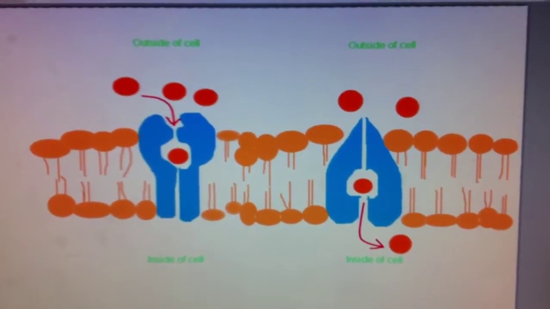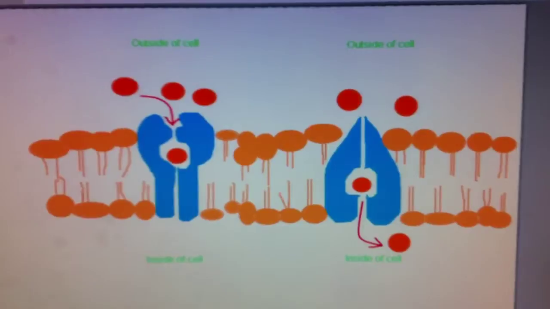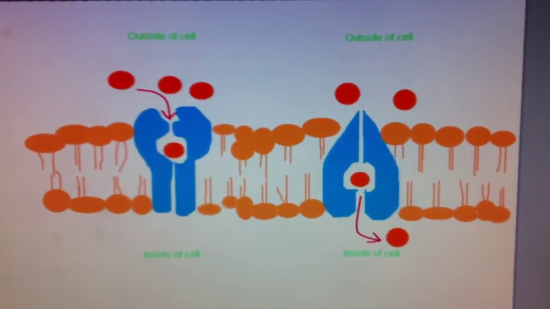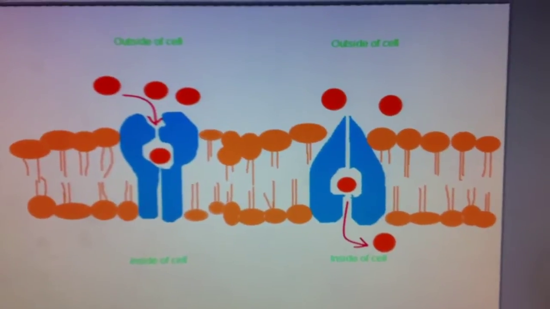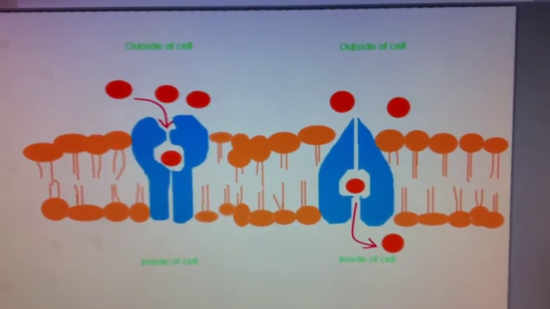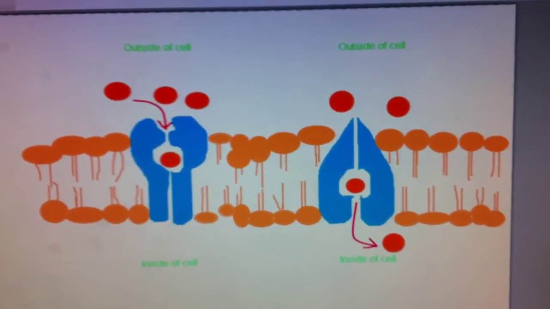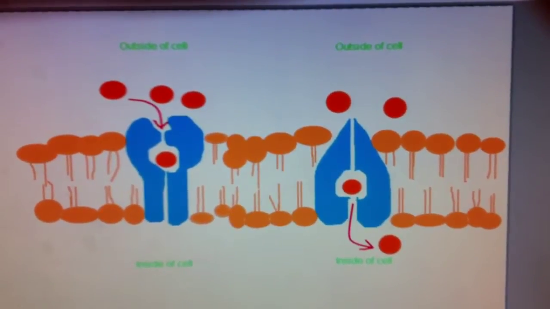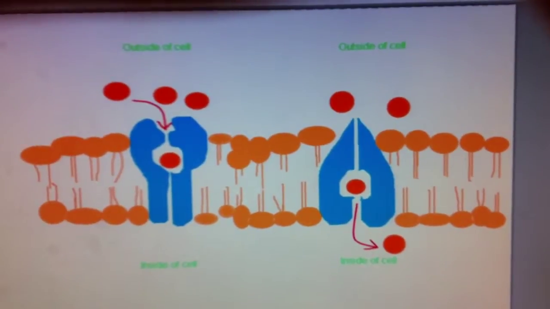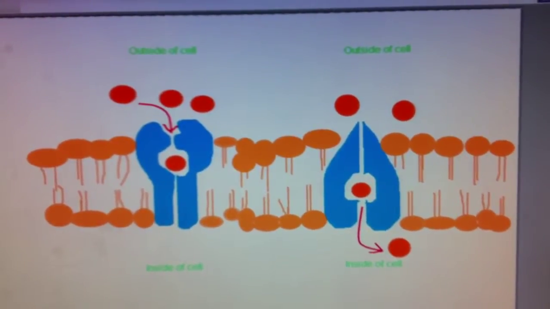Simple diffusion. Small, nonpolar molecules can pass directly through the lipid bilayer. This type of movement is called simple diffusion. Oxygen diffuses into the cell through the lipid bilayer. The concentration of oxygen is higher outside the cell than it is inside. Thus, oxygen moves down its concentration gradient into the cell.